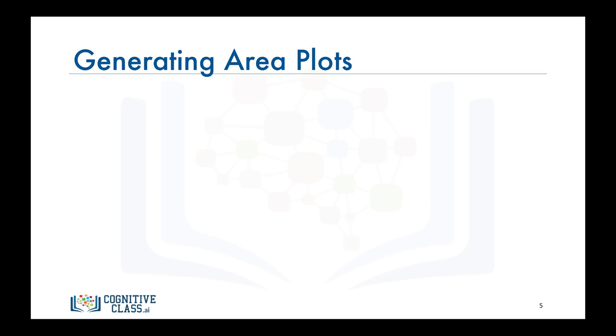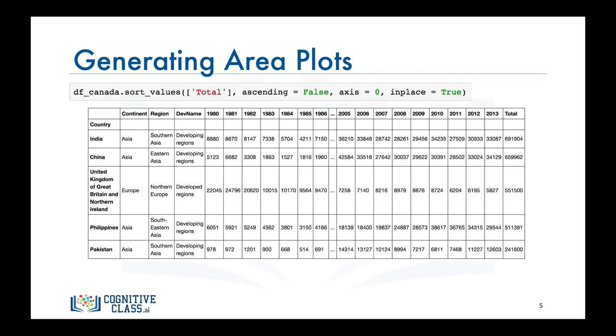So now that we know how our data is stored in the data frame df_Canada, let's try to generate area plots for the countries with the highest number of immigration to Canada. We can try to find these countries by sorting our data frame in descending order of cumulative total immigration from 1980 to 2013. We use the sort_values function to sort our data frame in descending order, and here is the result. So it turns out that India, followed by China, then the UK, Philippines, and Pakistan are the top 5 countries with the highest number of immigration to Canada.